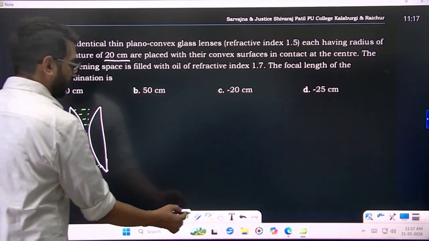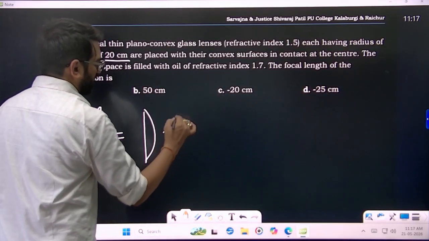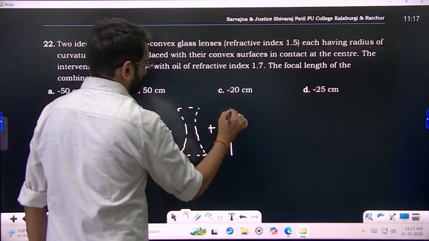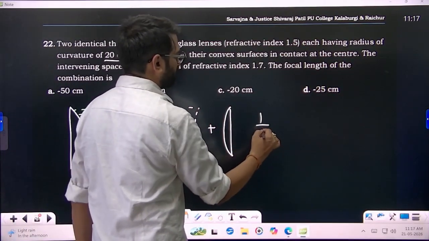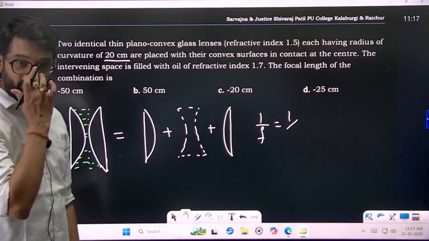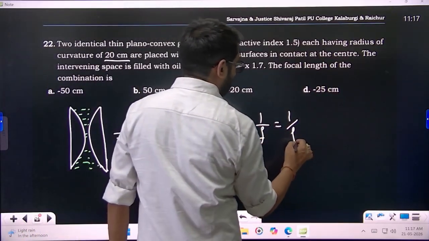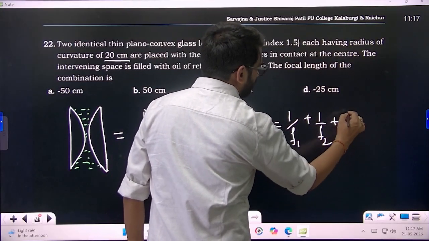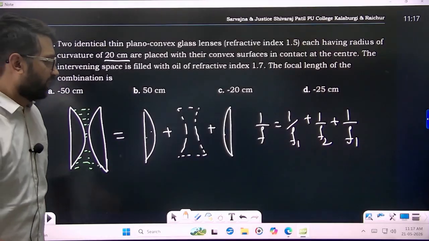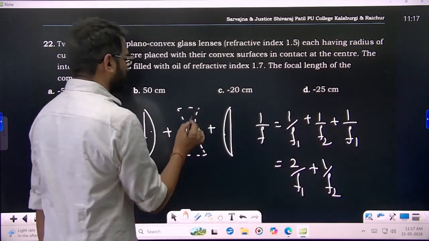The focal length of the combination is asked. Here this will behave as three lenses: one plano-convex lens, another a concave lens made up of liquid, and plus another plano-convex lens. So effective focal length: 1 by f is equal to 1 by f1 plus 1 by f2 plus 1 by f3. The two convex lenses have the same radius of curvature, so I can write this as 2 by f1 plus 1 by f2. f2 is the focal length of the liquid lens.